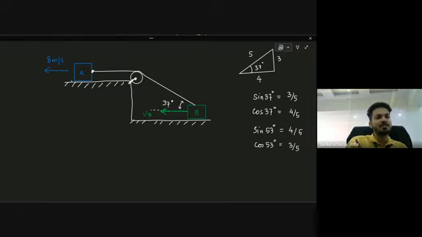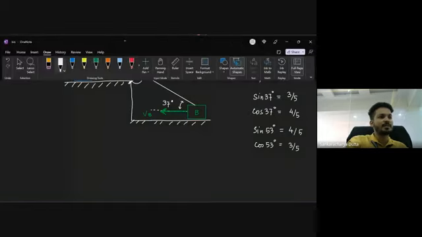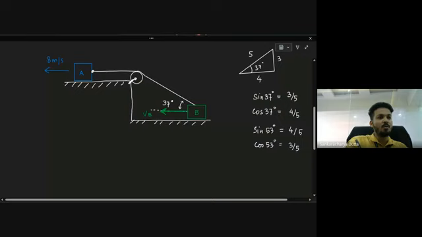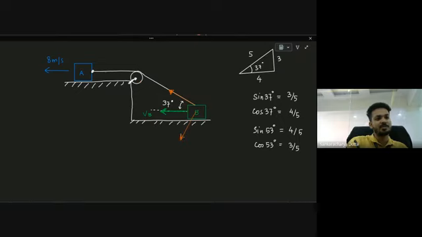However, if the block is moving with VB in this direction, it will have two components, guys. One will be along the string like this. Again, you can resolve the vectors in any direction you want, but you should always resolve one along the string and one perpendicular to the string. Only then you will be able to solve this problem. Can someone tell me what will be the component of the velocity along the string?